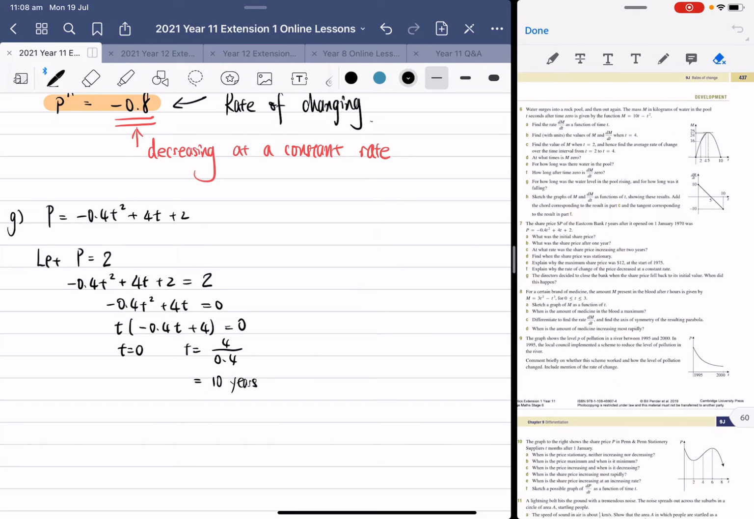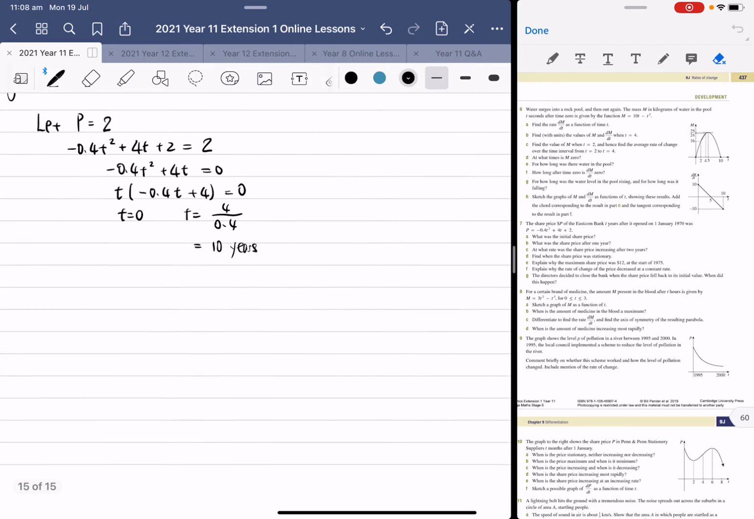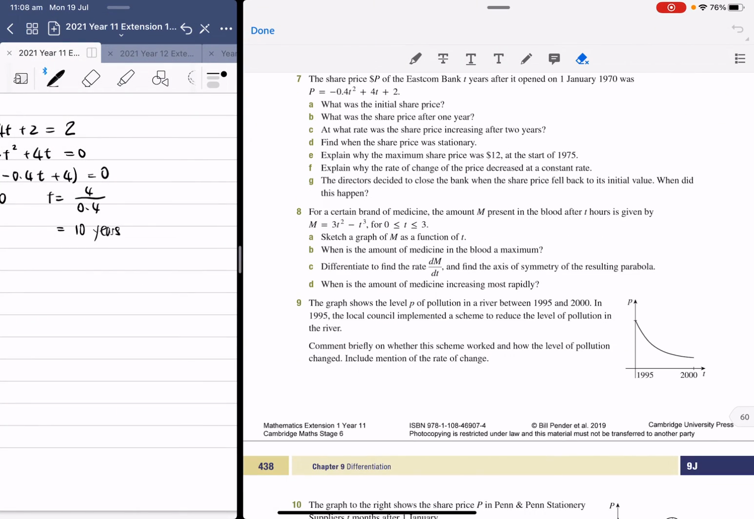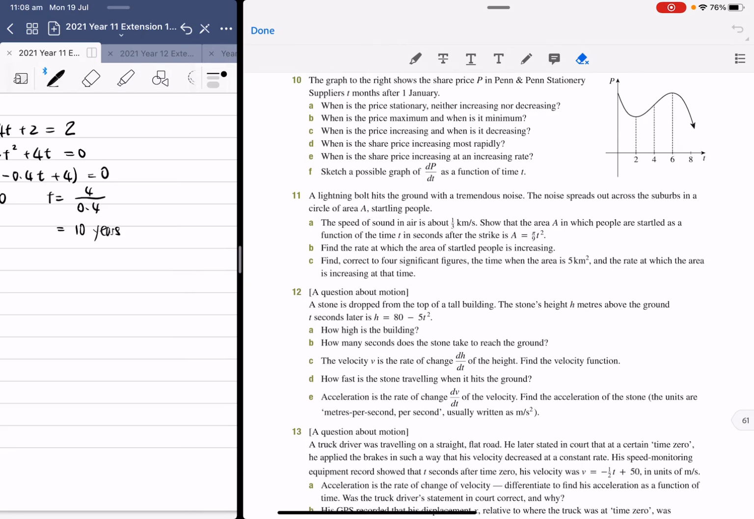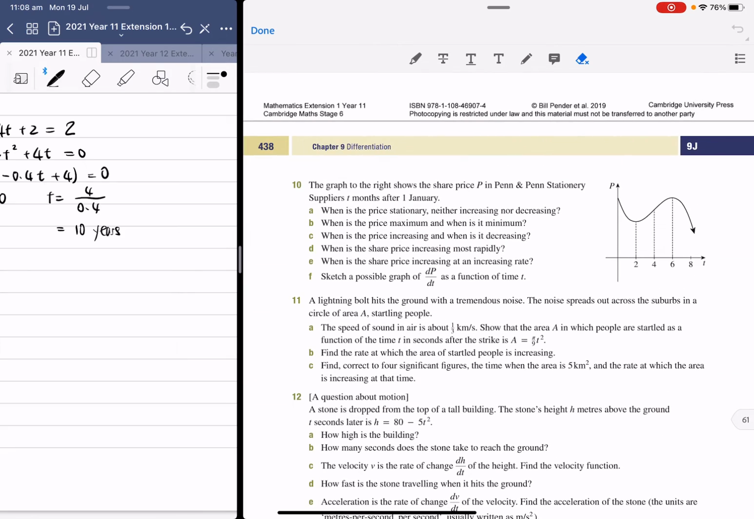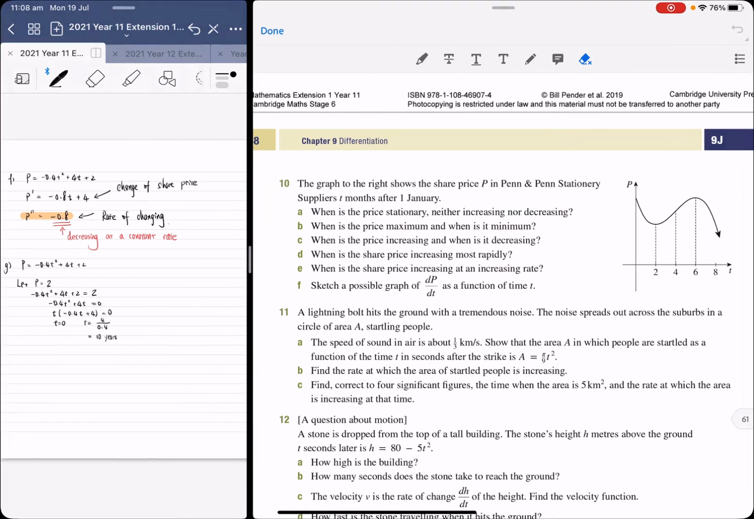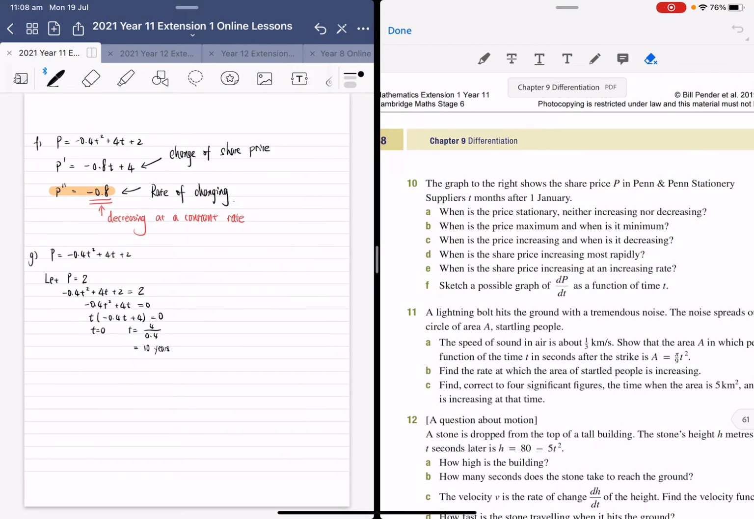Okay, so when did this happen? 10 years later, or 1980. All right, so that's question 7. Now let's just do one more question in terms of a graph, so you understand what's going on with this graph here. I'd like to use question 10 as an example to show you a graphical sort of question. Question 10.